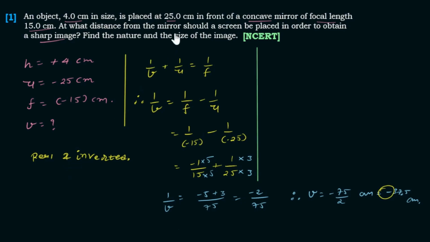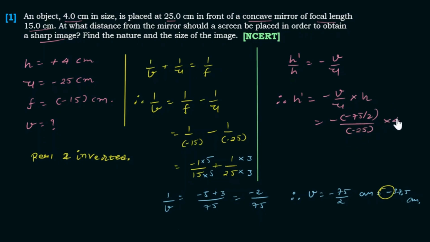Now let us find the size of the image. We have the formula of magnification as m equals h dash by h equals minus v by u. Therefore, the size of the image h dash can be written as minus v upon u into h, where the value of v we have found here is 75 by 2, the value of u is minus 25, and the value of h is given as 4 centimeter.